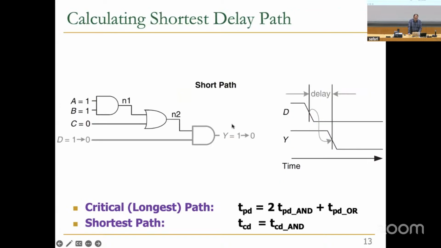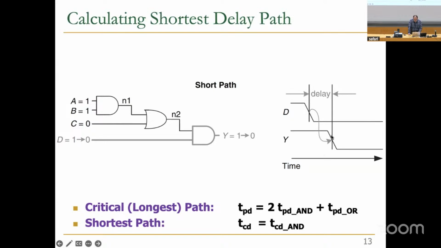And for the shortest path, considering the initial vectors A, 1, 1, 0, and 1, for D you go from 1 to 0. So you know that the output should go from 1 to 0. But this will happen very, very quickly. So this is the propagation delay.